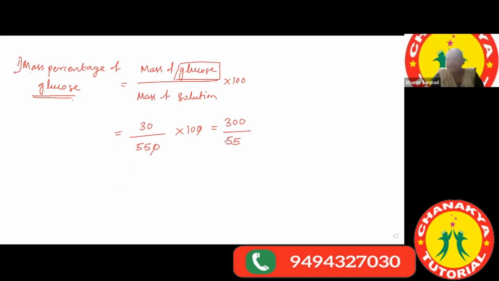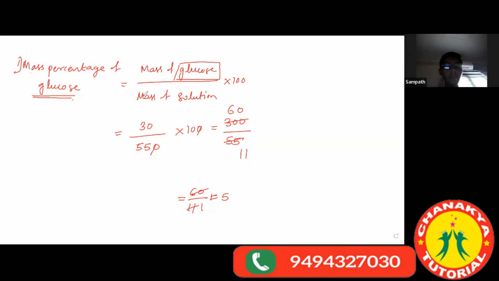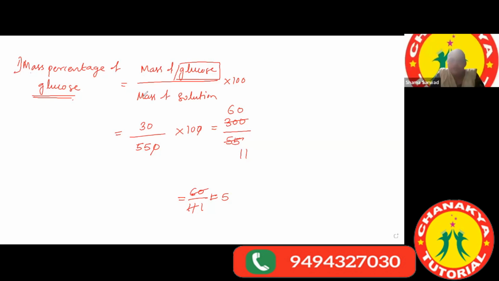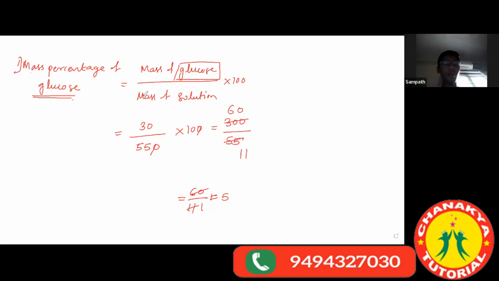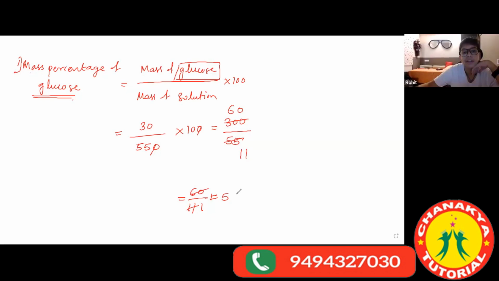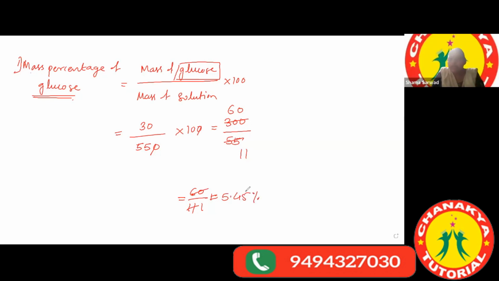We can simplify it, right? 5 ones are 5, 5 ones are 5, 5 sixes are 30 and 0. So 60 upon 11, easily you can divide, right? 11 ones are 11, 11 fives are 55. Correct? Again 5. So what would be the calculation further? It will be 54.54... 5.45%. Correct? Do it by yourself.